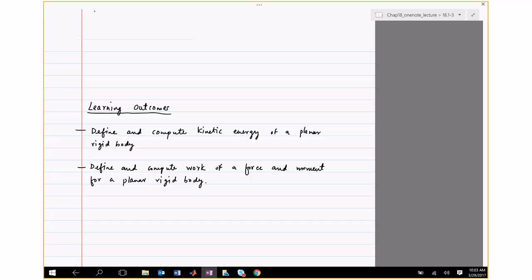So you're done with chapter 14, which was on work, energy, momentum for particles. And this part covers the same things for a rigid body. Okay? And we are only looking at planar rigid bodies. So essentially, this is going to mirror chapter 14. What we did for particles, we're going to do the same thing for a rigid body.